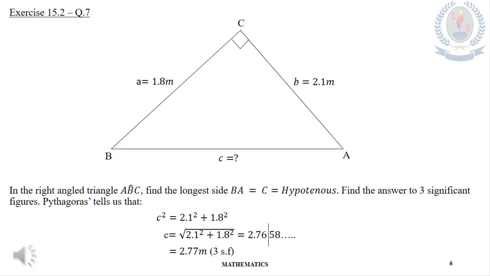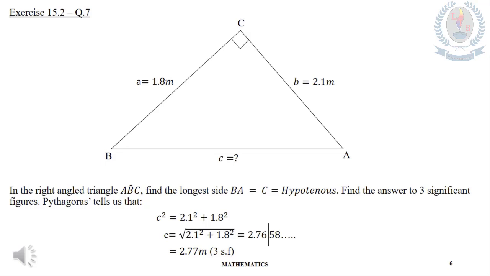Exercise 15.2, question number 7. In the right angle triangle above, ABC, find the longest side BA, which equals C, which equals the hypotenuse. Find the answer to three significant figures.